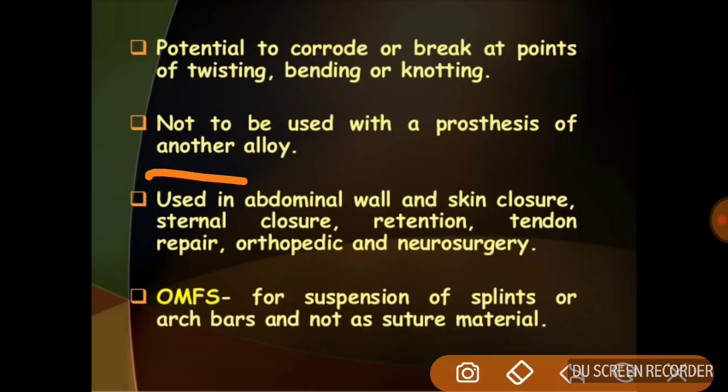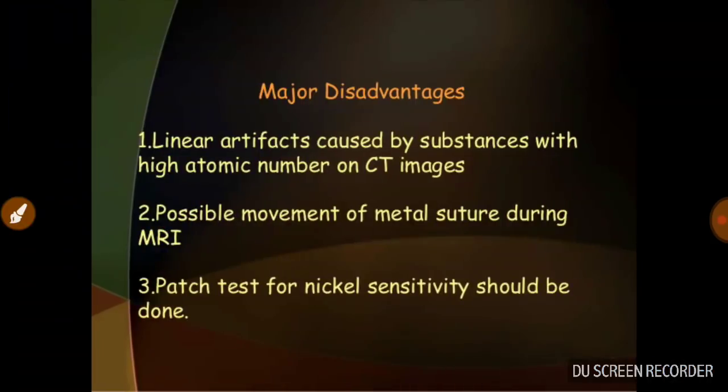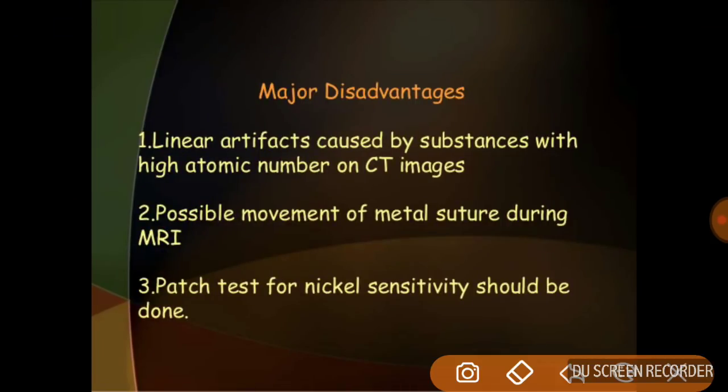Used in the abdominal wall. Where can you use it? Abdominal wall and skin closure you can use it. Sternal closure you can use it, where a lot of pressure is needed. Retention, tendon repair, orthopedic and neurosurgeries. Splints, arch bars, you can use them in these also, but not as a suture material, just to hold them.